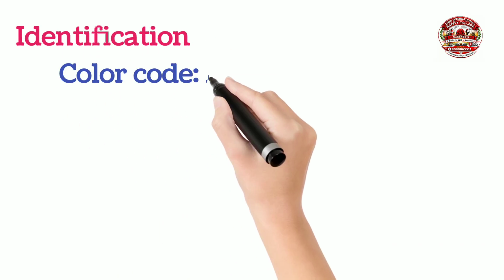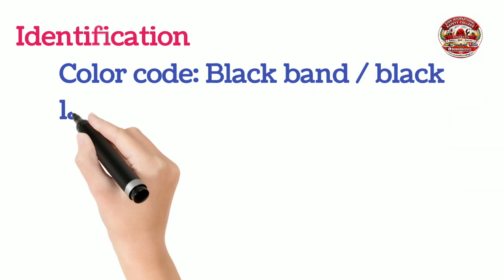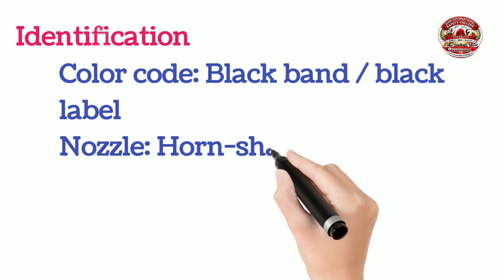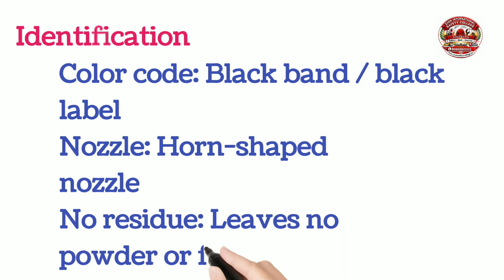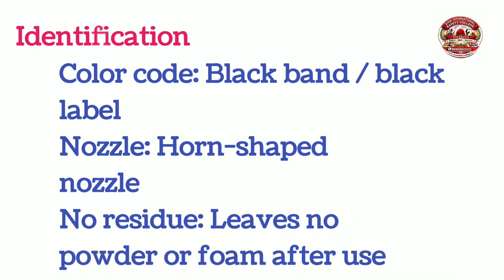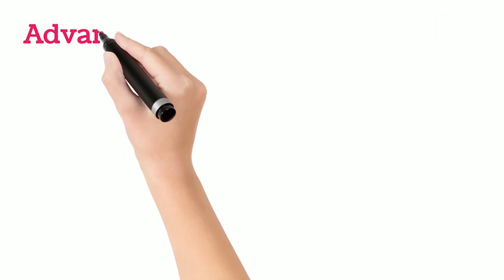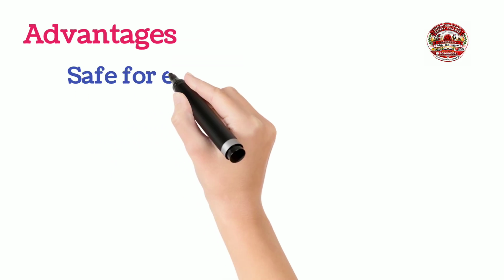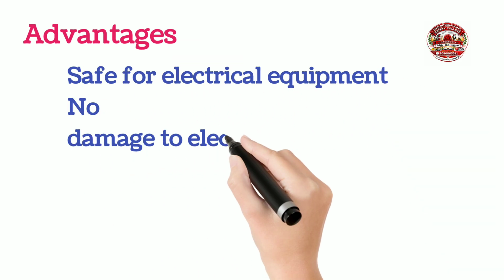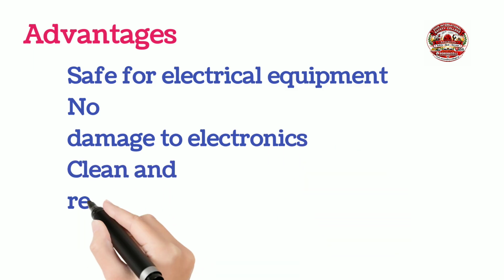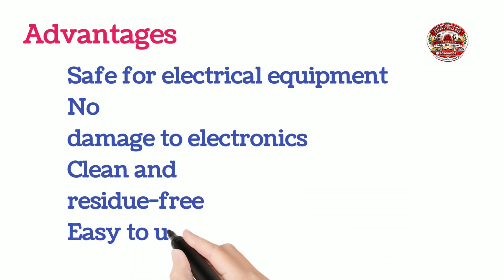Identification. Color code, black band, black label. Nozzle, horn-shaped nozzle. No residue. Leaves no powder or foam after use. Advantages. Safe for electrical equipment. No damage to electronics. Clean and residue-free, easy to use in offices and control rooms.